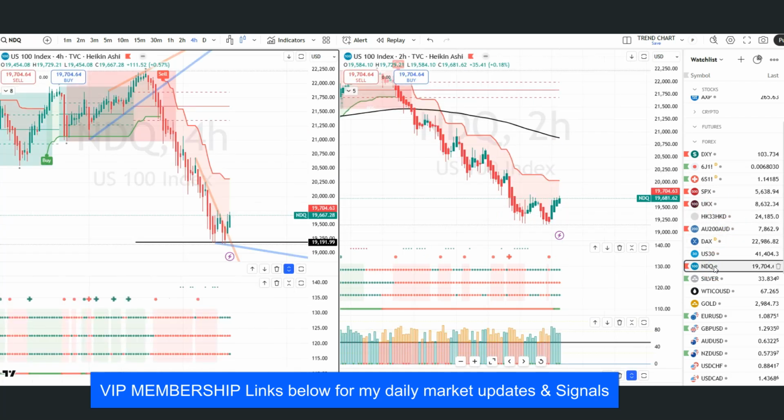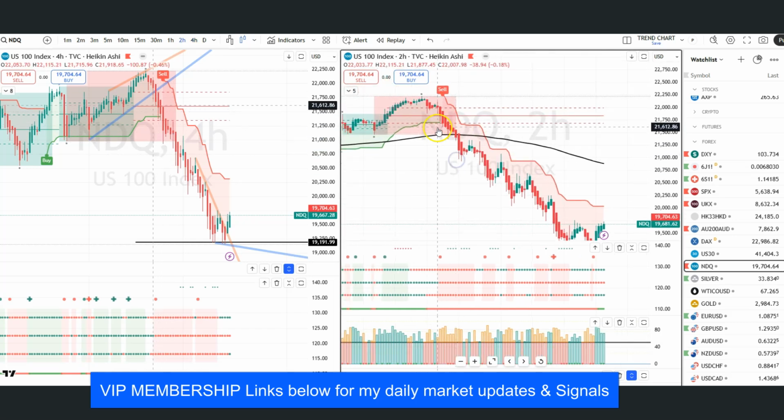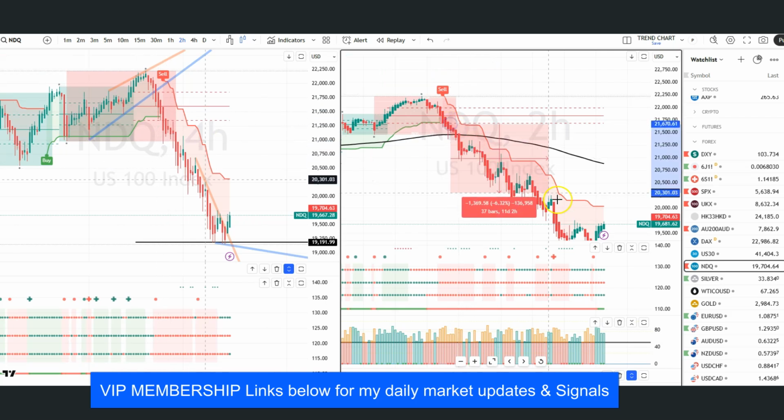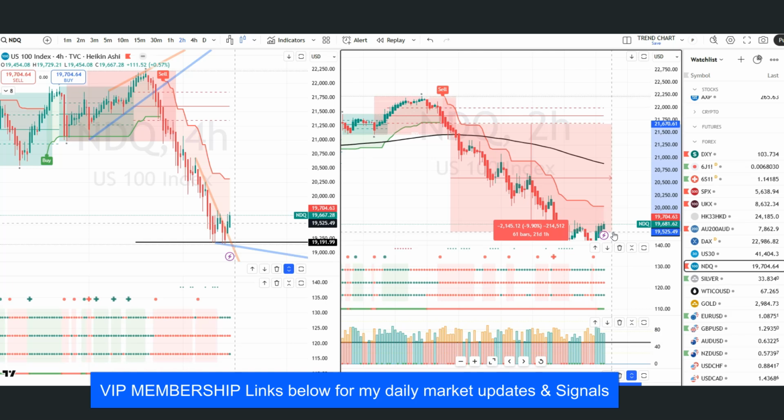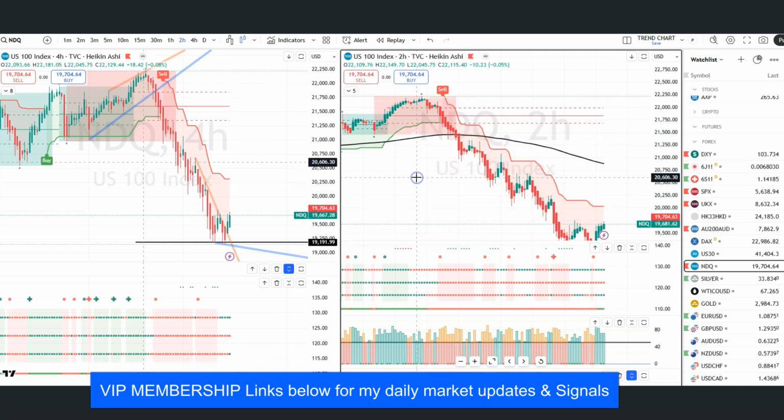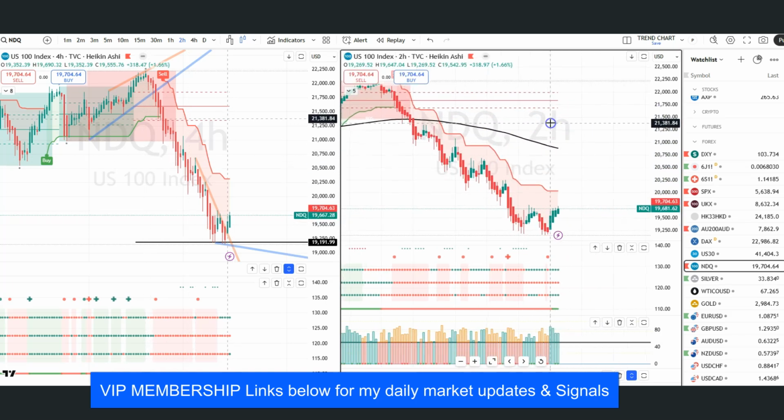Nasdaq doing exactly the same, of course. If you traded it from here on this change of character at the top here, this is worth to you 2,145 points. Now you work that out. You know how much of your money you're trading with, what lot size you're using.